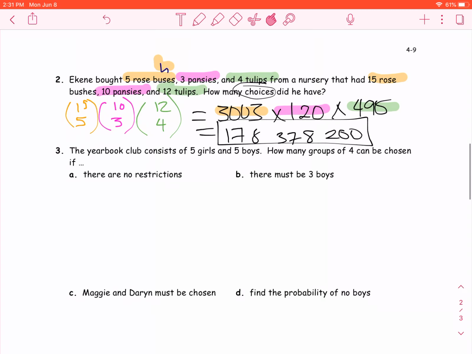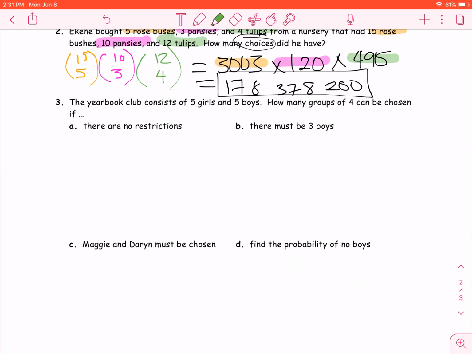So the Yearbook Club consists of 5 girls and 5 boys. How many groups of 4 can be chosen if? We have different scenarios for each one. In total there are 10 members, and we want to figure out how many groups of 4 we can choose. So that would be 10 choose 4. No restrictions, no problem: 210.